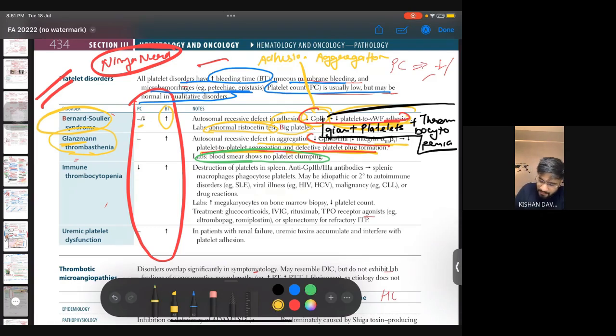Coming to the third type, we have ITP, that is immune thrombocytopenia. Let's see the lab values. Decrease in platelet count, increase in bleeding time. Okay, bleeding time is increased, but the platelet count will be decreased. So decrease in platelets in the spleen. This antibody you need to remember. Splenic macrophages phagocytose platelets. Most common is idiopathic, but it can occur with disease.